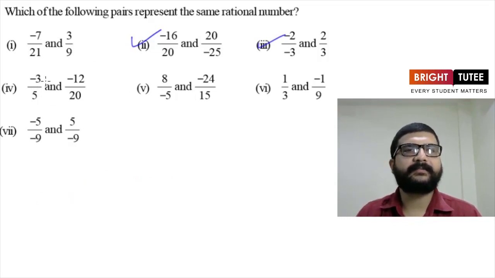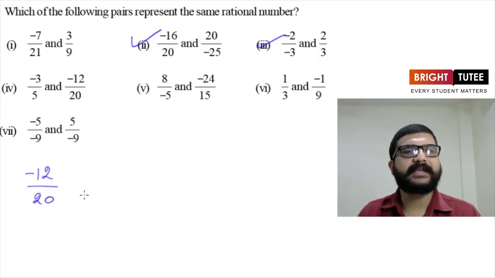Now the next pair is minus 3 upon 5 and minus 12 upon 20. So the first number is minus 3 upon 5. It is already in the standard form. Now let's see the next number, minus 12 upon 20.